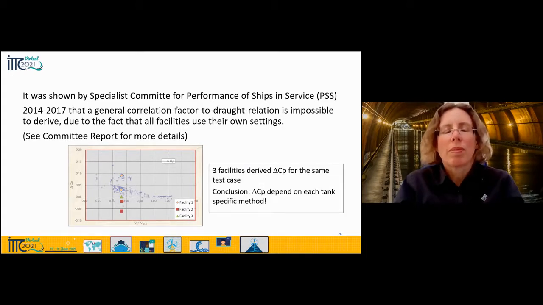But in short, the committee tried to derive a delta CP for a test case with 3 different facilities. And you can see here that the delta CP that they derived ranged from -0.5 to 0.1. So this is simply not possible. It's too tank specific.